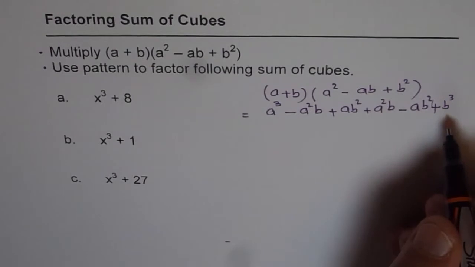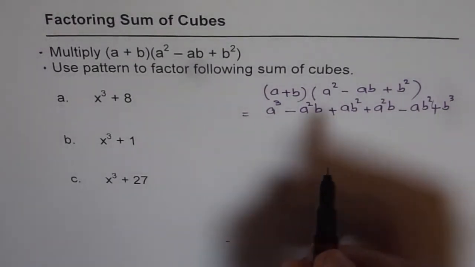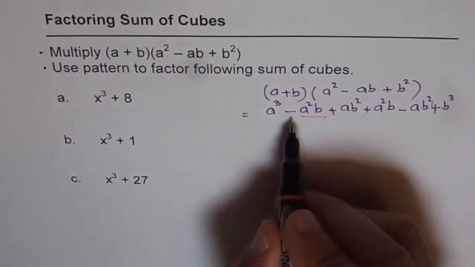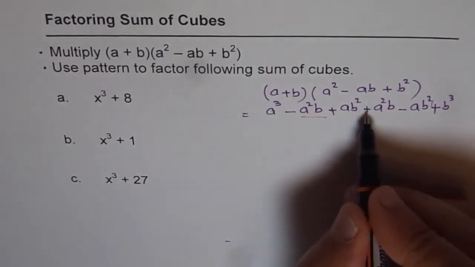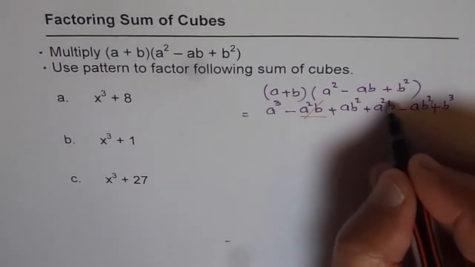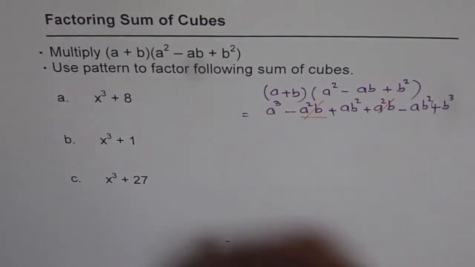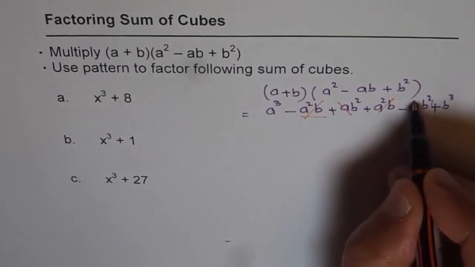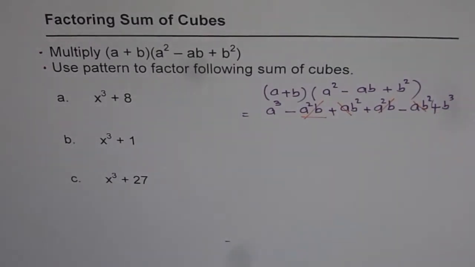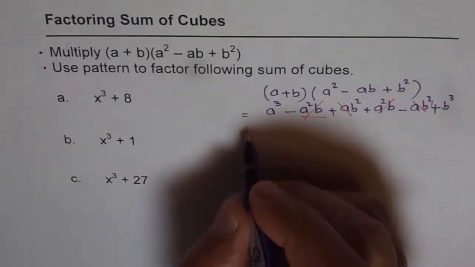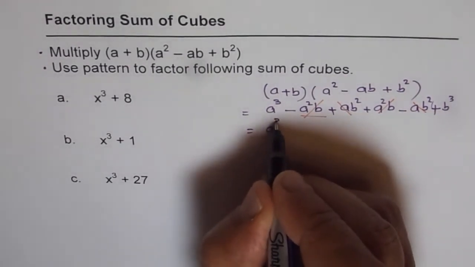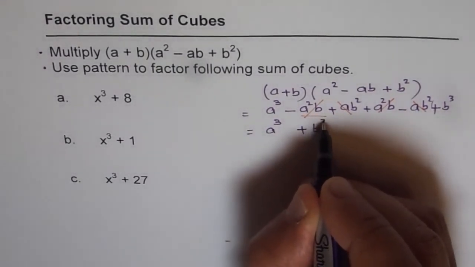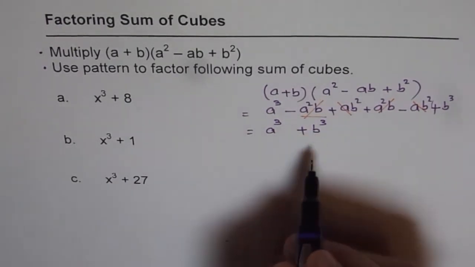Now let's simplify. So we get a cube, and here we have some terms which could be cancelled. A square b with a negative sign and a square b with positive sign, right? So they can be cancelled out. Similarly, ab square and minus ab square, right? So this cancels out also. So what are we left with? We are left with a cube plus b cube. So that is sum of cubes.